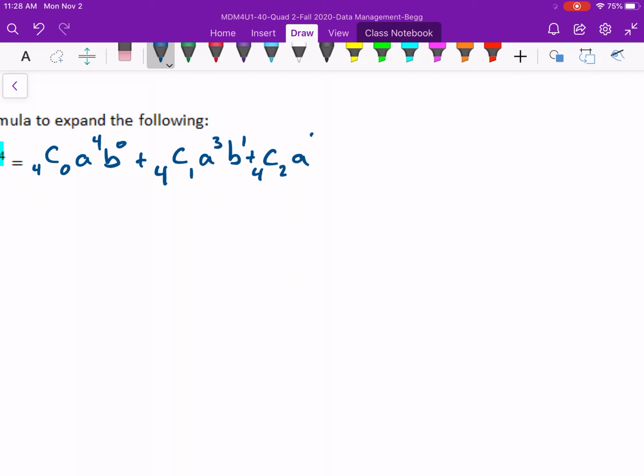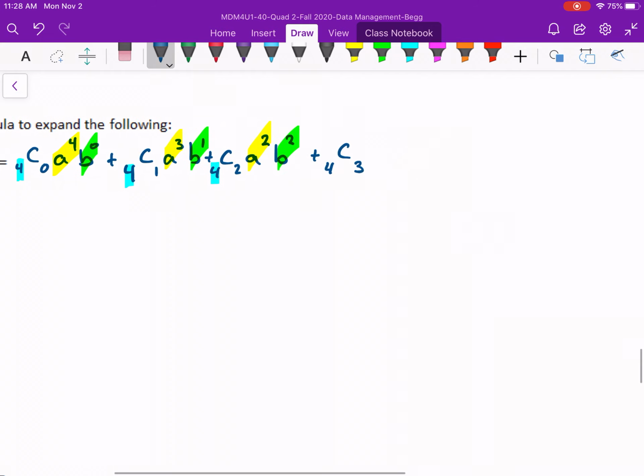A to the 2, B to the 2. Notice I'm reducing the exponent on A by 1 each time, and I'm increasing the exponent on B by 1 each time. And the 4 here is just my exponent, 4. And I'm going to keep going until I just run out of combinations. I'm up to 4 choose 3. Obviously, I'm going to have to stop when I get to 4 choose 4.